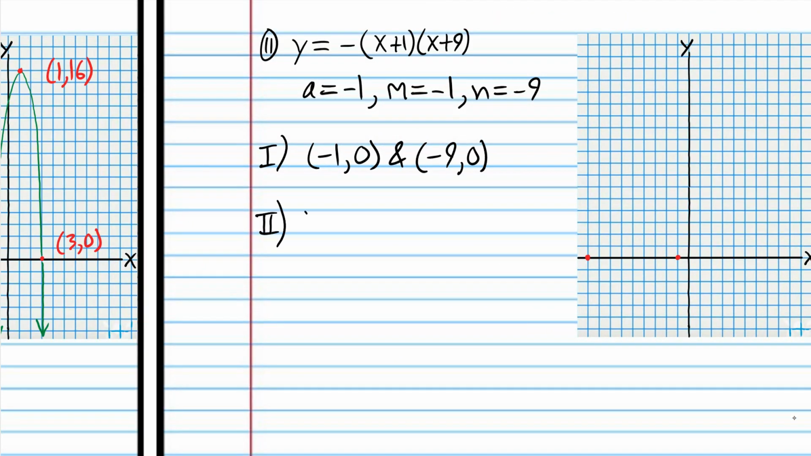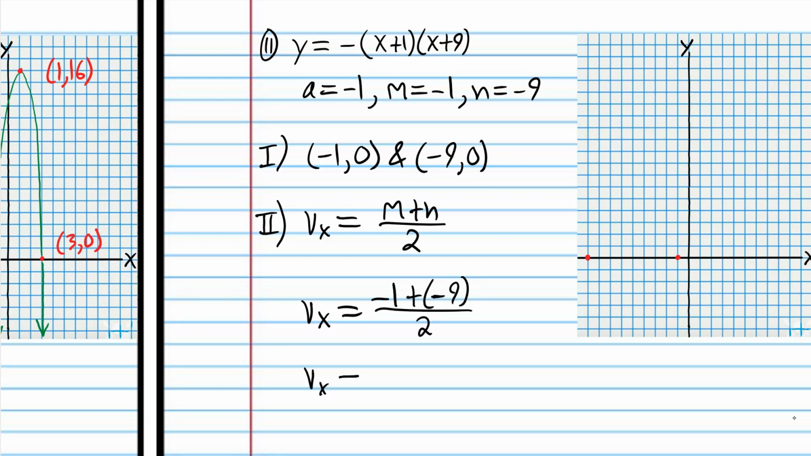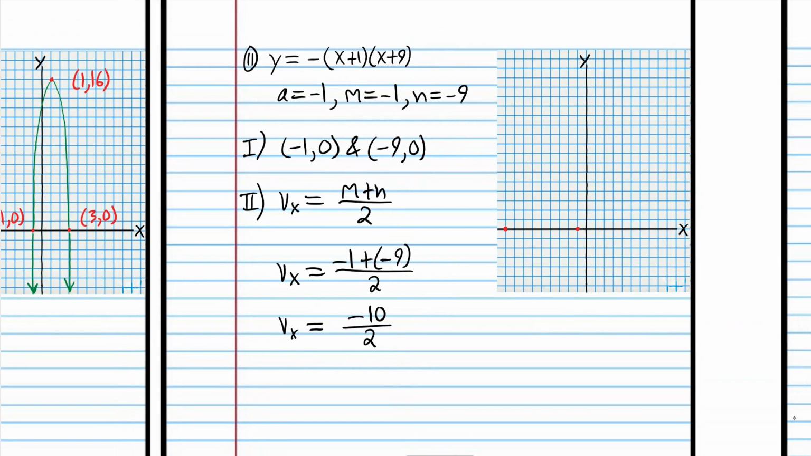So step 2 is to find the x value of the vertex and the y value of the vertex. So we're going to use that formula, and we're going to plug in -1 and -9, and we get -10 over 2, and we get -5.